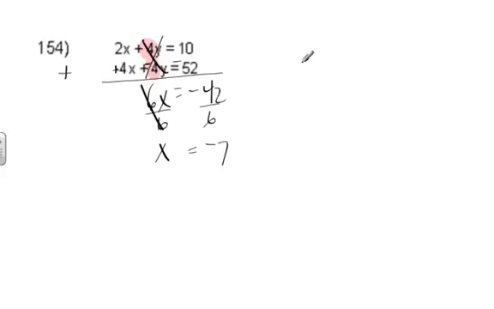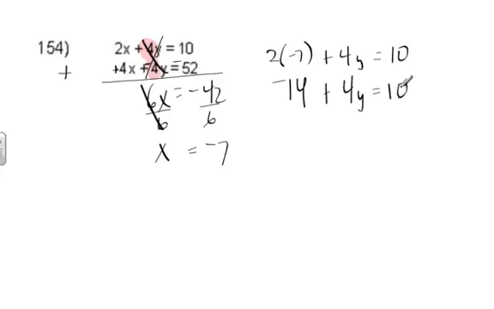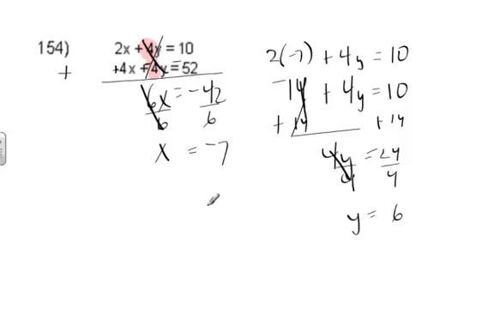Put negative 7 in for the x this time. Negative 14 plus 4y equals 10. Opposite of the number, opposite of the operation. Y equals 6. And then your point of intersection is negative 7, positive 6. Okay?